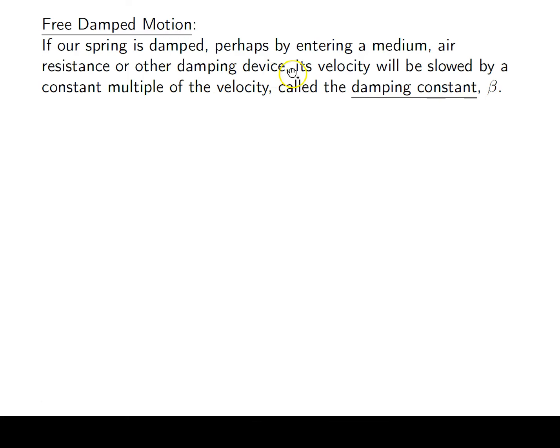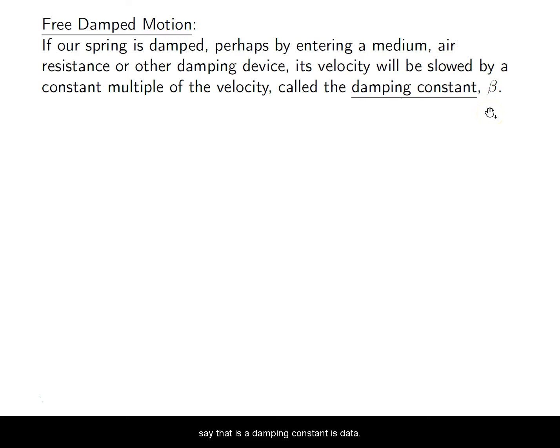So here, this damping, we are going to assume is happening at a constant multiple of the velocity. Okay, so we're going to call it a damping constant, which is beta. It's very possible that this is not a constant and that it's actually a variable amount, depending, maybe you're moving through different mediums, right? But for this case, we're going to keep it simple. We're going to say that it's a damping constant.